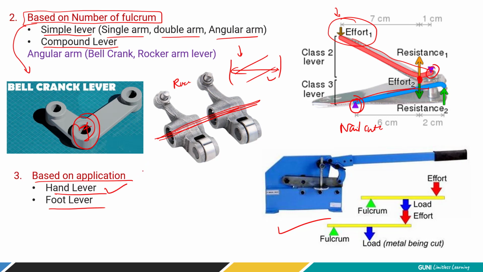Now the third classification is based on application: hand lever and foot lever, how you operate it. If you are applying effort simply by hand, then it is referred to as a hand lever, right? If you use, let's say, a brake, your car brake is a foot lever where you are operating it simply by foot, right? Now this metal cutting scissor is basically a classic example of a compound lever, right?